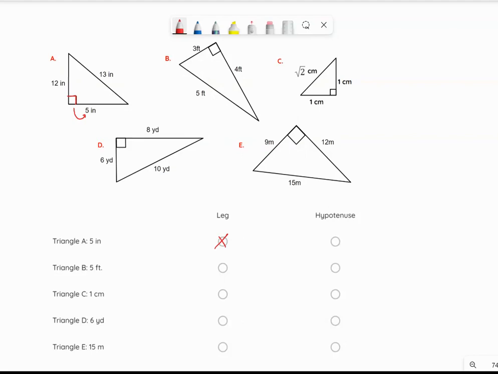In triangle B, we're looking at the 5-foot side. So again, look for that right angle. Our triangle here is kind of rotated, but our right angle is here. And notice that the 5 feet is not next to or adjacent to the right angle. It is across from it. So that means it's going to represent a hypotenuse.